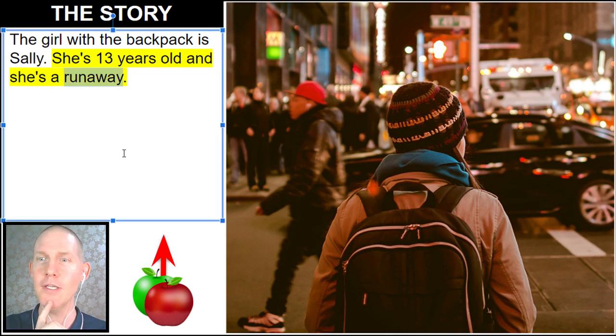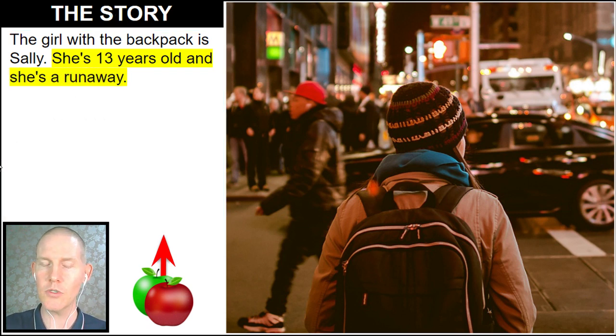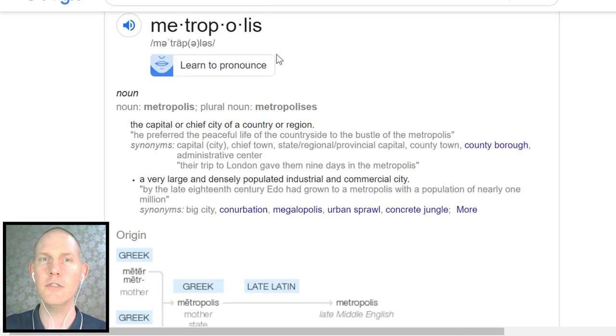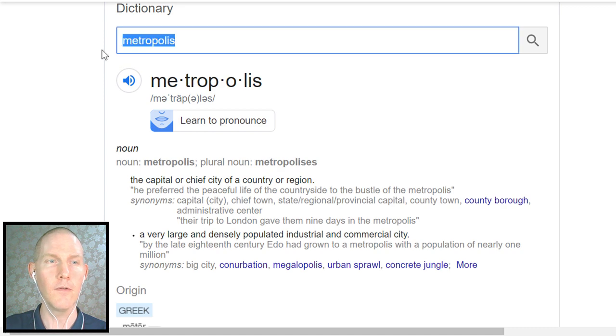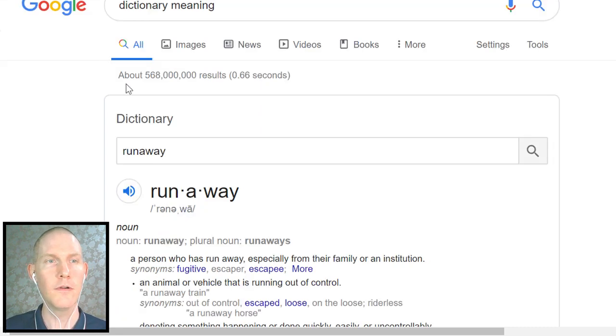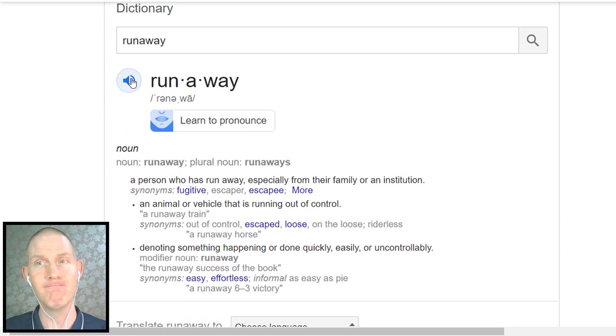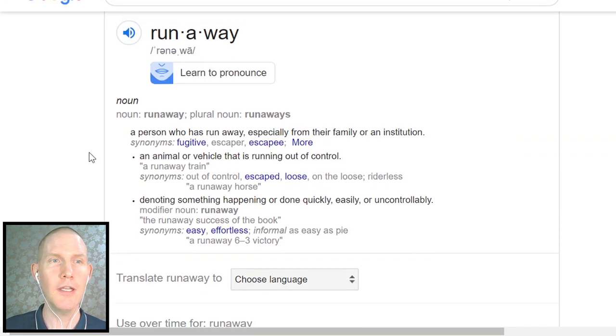I think it was Leah Huda who asked, what is a runaway? Okay, so here it is a noun. It's a thing. It's a person. She's a runaway. Let's go straight to the dictionary and make sure you get a good understanding and definition of what is a runaway. Here we go. Let's hear the pronunciation. Runaway.